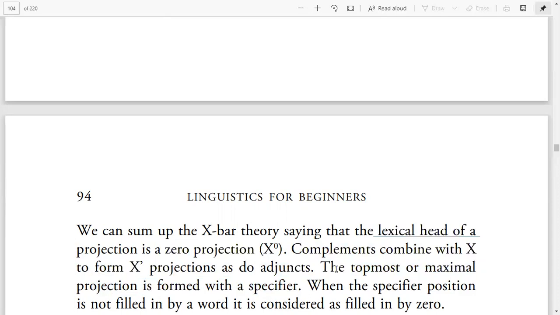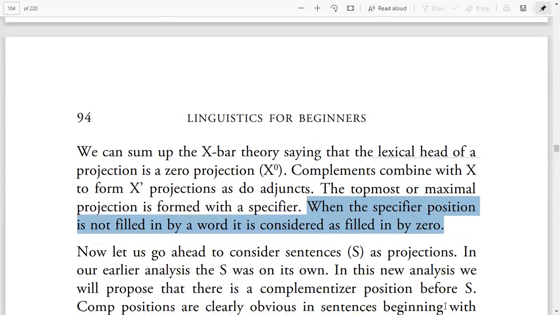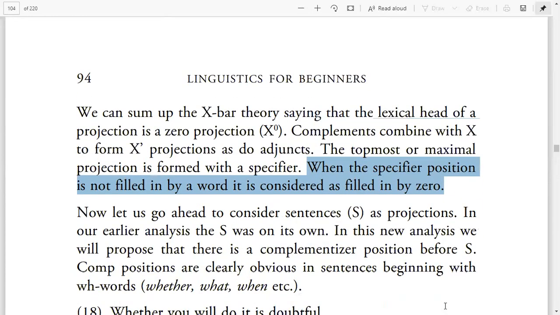The topmost or maximal projection is formed with a specifier. Yes, the topmost, maximal projection will be formed with a specifier, not without a specifier. When the specifier position is not filled in by a word, it is considered as filled in by zero. If you do not use any specifier or a word for the specifier, it will be filled in by zero, right?